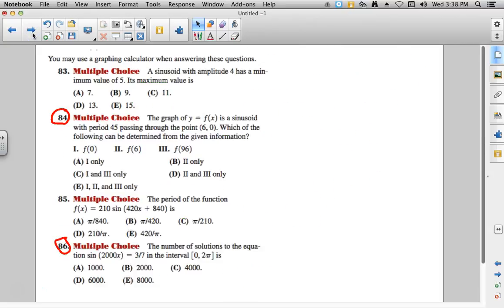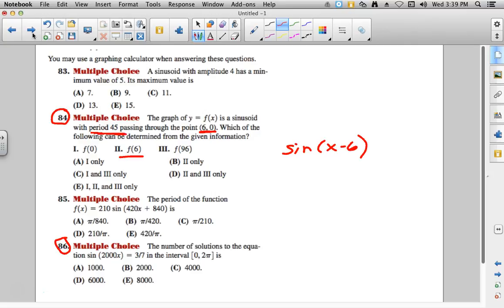84 says the graph of y equals f of x is a sinusoid with a period of 45 passing through the point (6, 0). Which of the following can be determined from the given information? So we know from past experience that what we're really looking at is something that would need sine of x minus 6, and that's because 6 minus 6 would give you 0. The sine of 0 is 0. So we know we'd be able to figure this one out. Now, any possibility we could figure out the other ones? Well, only if they land at the exact same spot. And that has to do with the period.